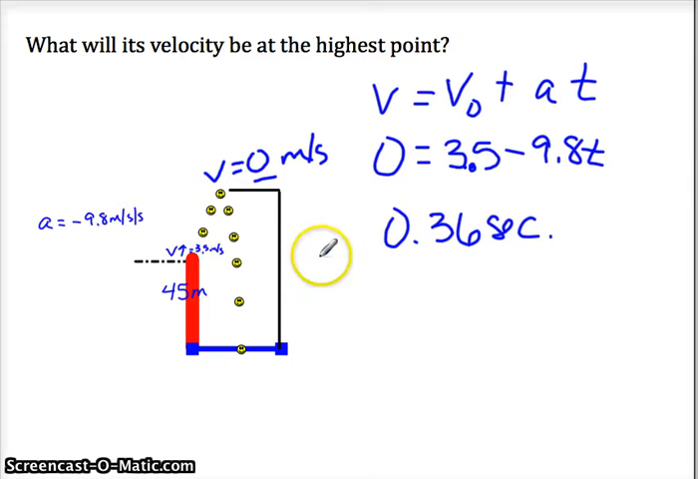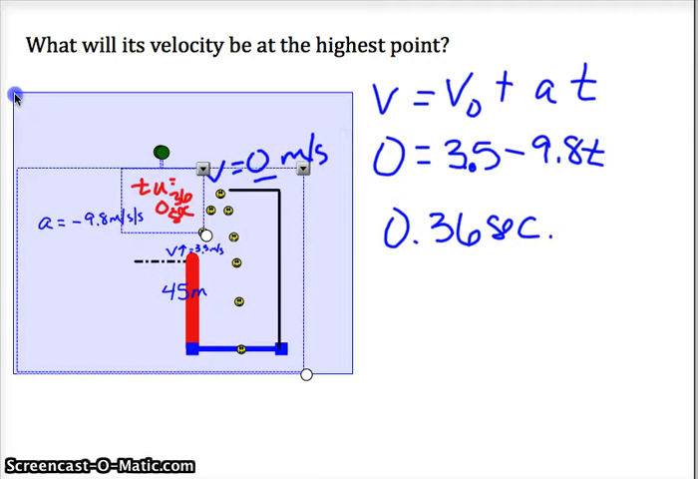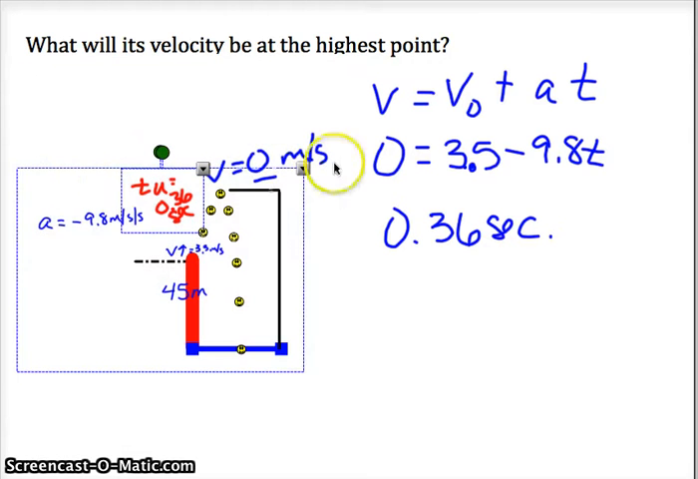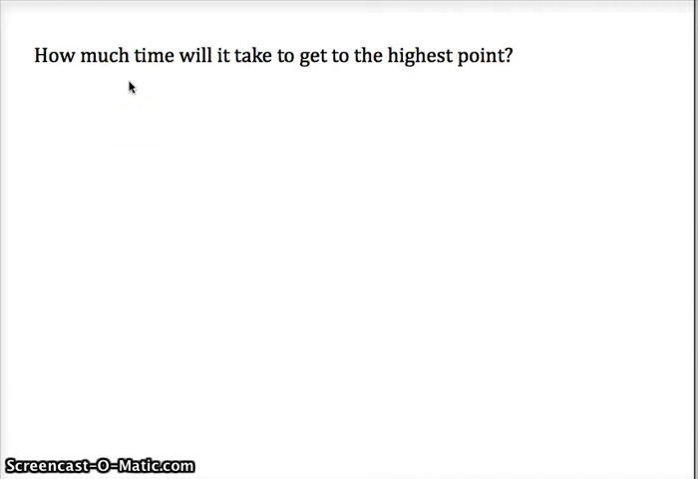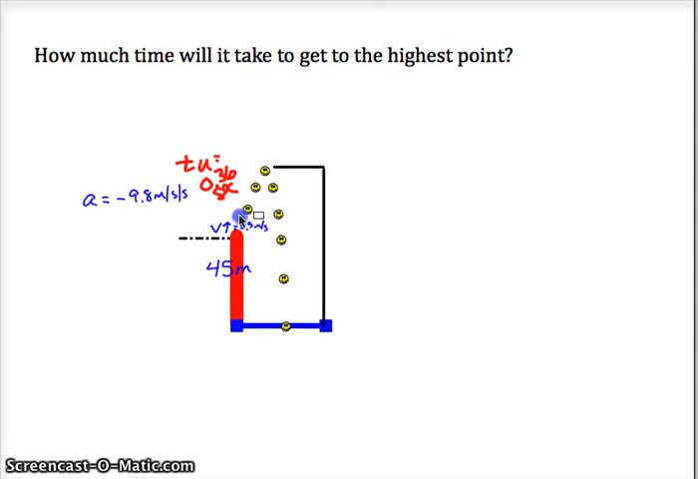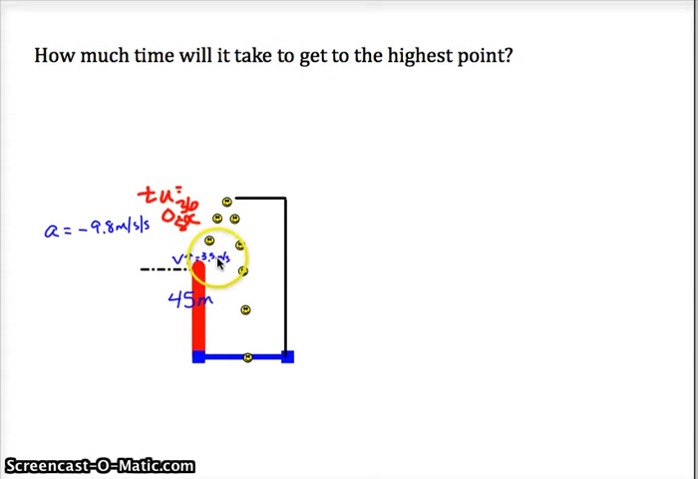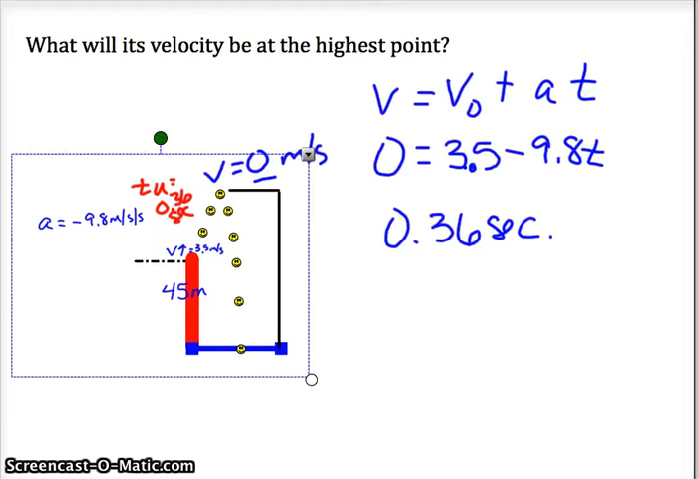So the time up is 0.36 seconds. So now I'm going to make a copy of the new grouping and transfer that to the next page. So now I have an initial velocity, a time up, and an initial height. So how much time will it take to get to the highest point?